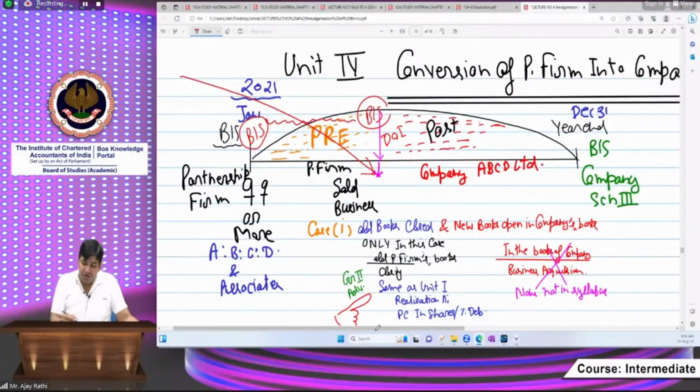Anyways, so there are two types of questions: one in which you will find the balance sheet on the date of the acquisition, selling, or conversion, or one in which you will find the balance sheet of an earlier date, and you will also have the transactions for that duration.